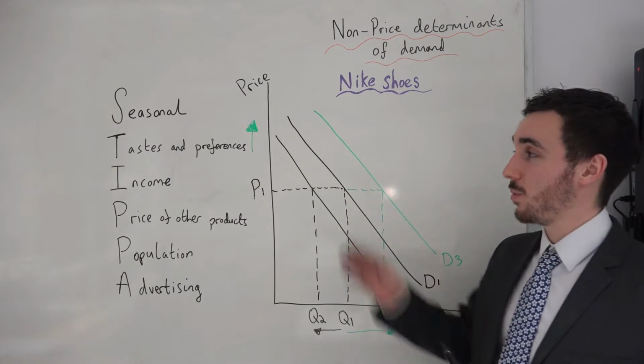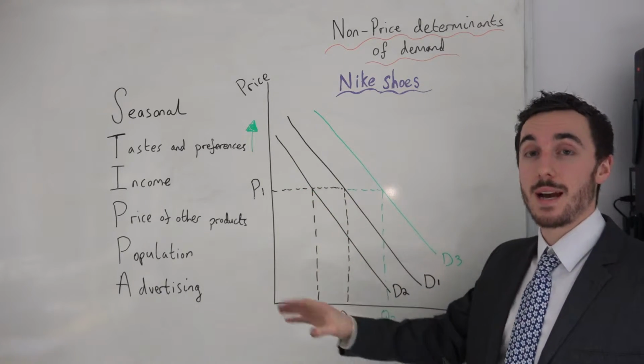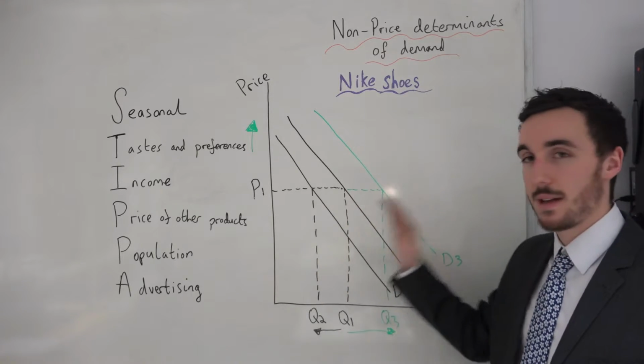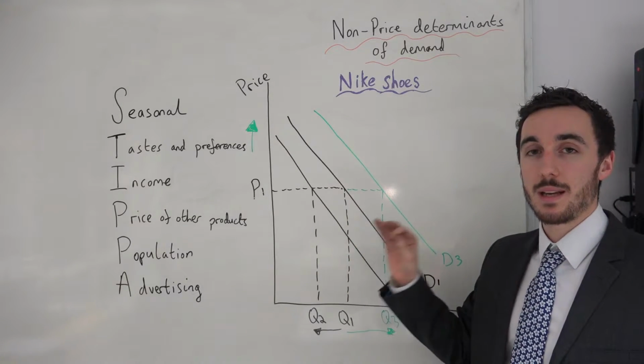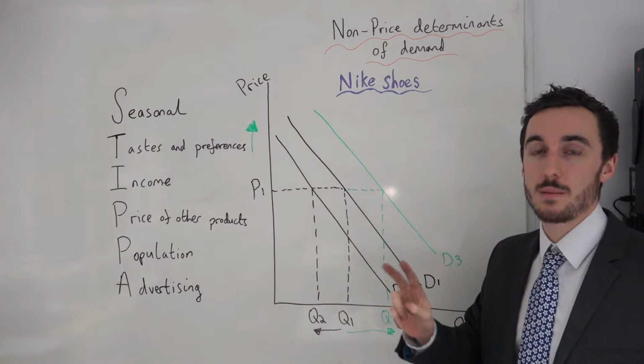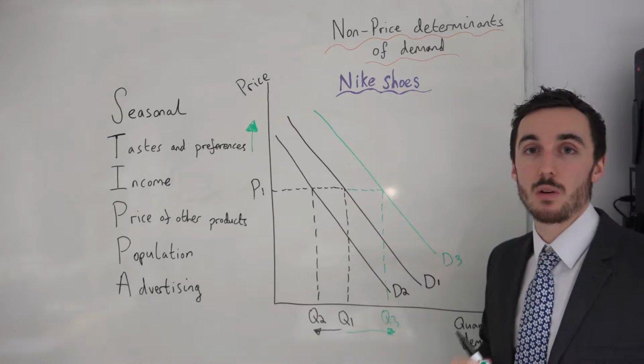Okay, so a very important one next. We are going to look at income and how that affects the demand curve. Now, income can affect the demand curve in two ways depending on the type of good we are looking at.